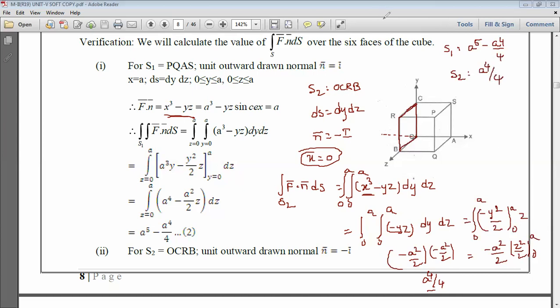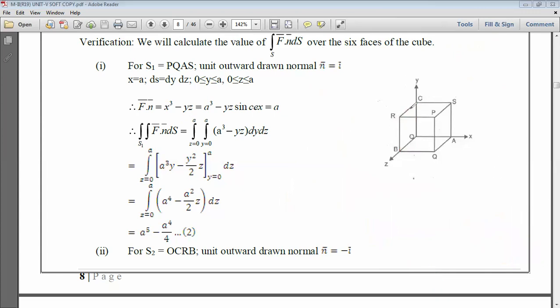And now we need to calculate the third surface. Okay. So the third surface is nothing but here. Simply, here is the third surface, that's your wish. So I'm going to choose this. This is the third surface I'm choosing.